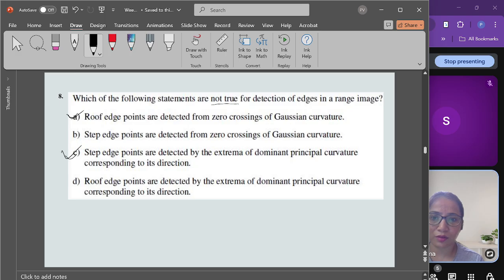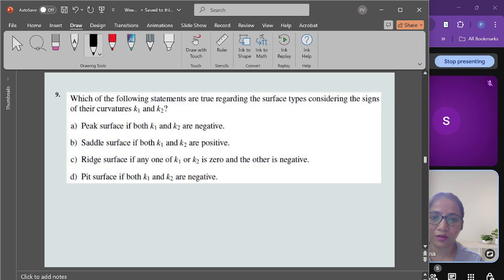Okay, so now moving to the next question. Our next question is, which of the following statements are true regarding the surface type, considering the signs of their curvatures K1 and K2? Option A is peak surface if both K1 and K2 are negative. Option B is saddle surface if both K1 and K2 are positive. Option C is ridge surface if any one of K1 or K2 is zero and the other is negative. Or option D is pit surface if both K1 and K2 are negative.